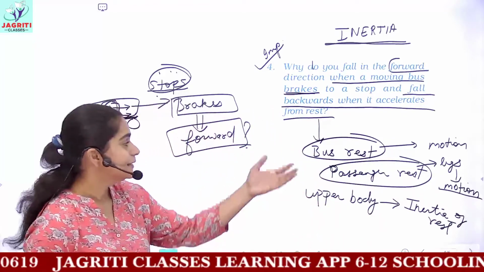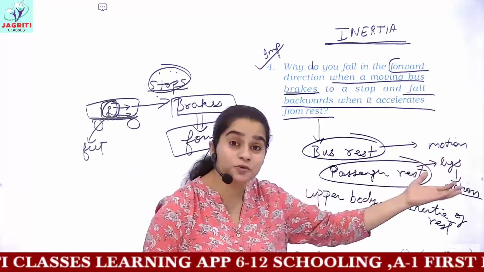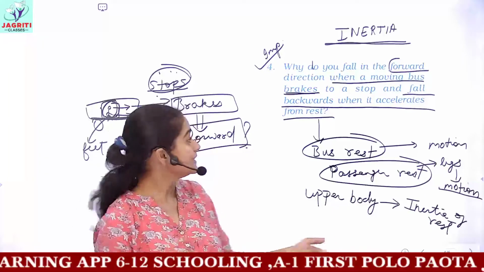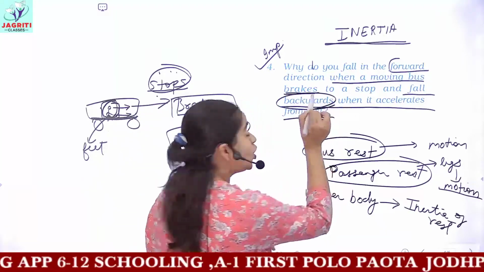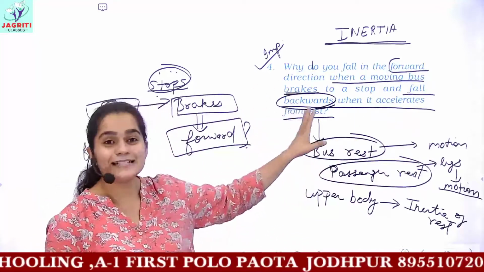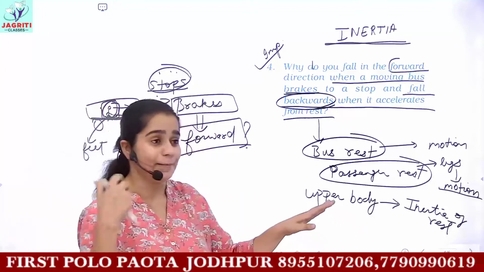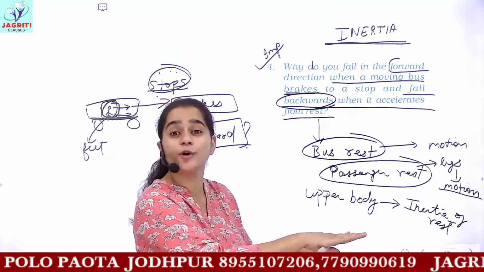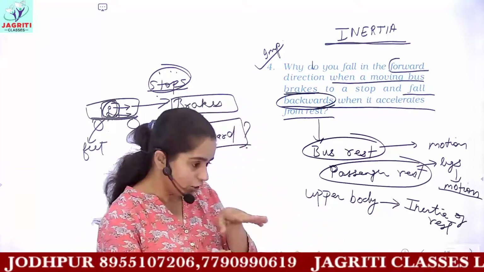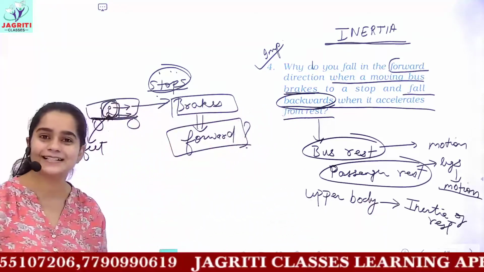So when the bus starts to move, the legs of the passenger also start to move, but the upper body tries to maintain its inertia of rest. As a result, the passenger falls backward when the bus accelerates from rest. This was the reason for this question. I hope you understood that because once the bus starts, the passenger's legs try to move forward, but the rest of the body tries to maintain the inertia of rest, so you will automatically bend backwards. So this is the answer to this question.